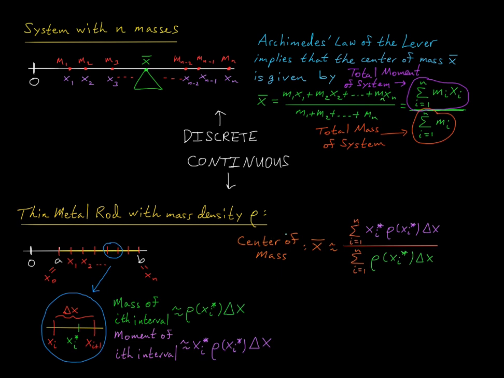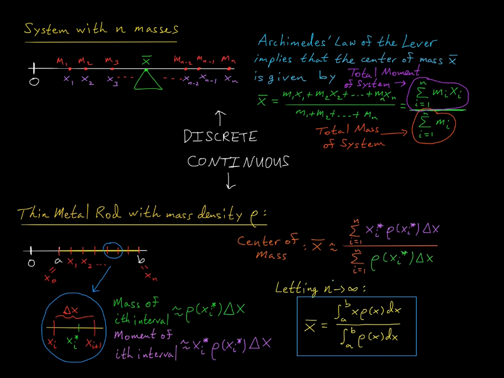So now to approximate the center of mass for the rod, we're just going to appeal to what we did up here. We're going to take the sum of the moments, so in other words, take the total moment and divide by the sum of the masses. It's just the total mass. And as we let the number of subdivisions increase, we'll get better and better approximations to the center of mass. So of course now what we're going to do is take a limit.